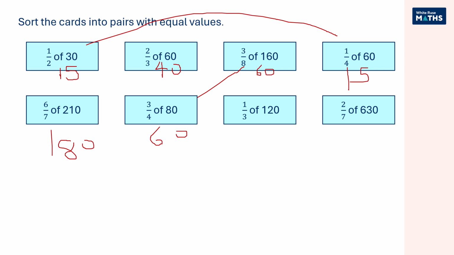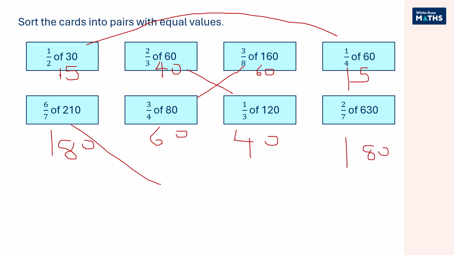1/3 of 120 is going to be 40. So these two are also the same. And then I'm guessing this one are going to be the same. So 630 divided by 7 is going to be 90, times it by 2 is going to be 180. So these two are also the same.